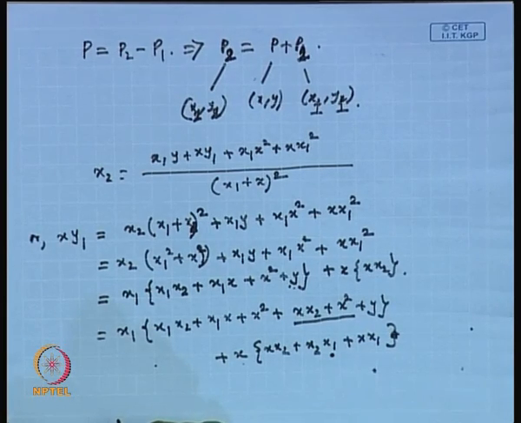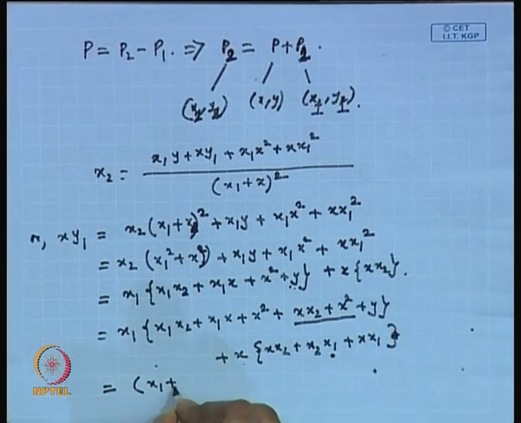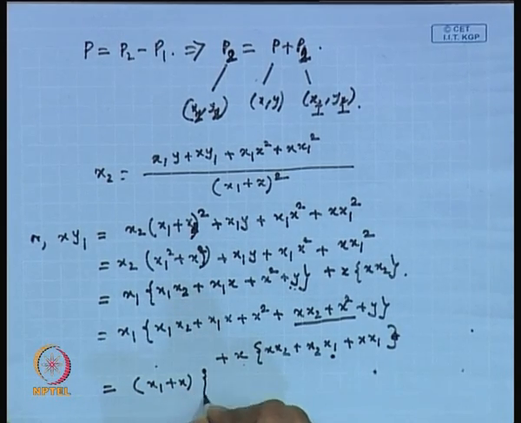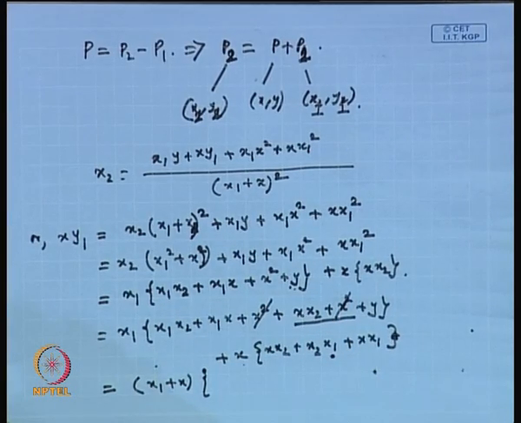So, that you can write as, if you take x1 plus x common. So, you see that here x square and x square will get cancelled out, okay, and there is a plus y term here. So, there is an additional plus y term here.